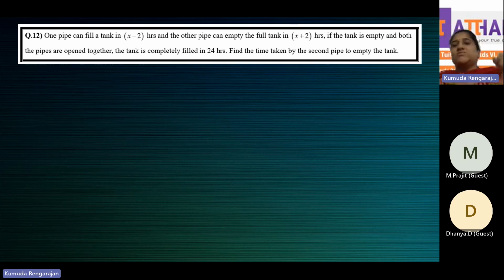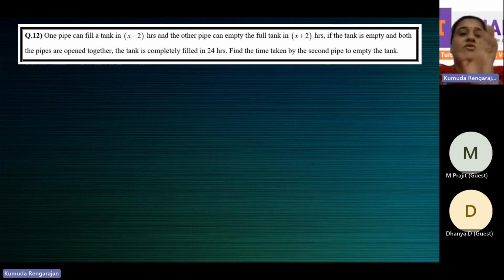If both of them were doing the same work, then whatever is coming in is going out. But here, when both the pipes are open, how is it that the tank is getting filled? The emptying pipe is emptying the tank. Then how is it getting filled? That's because the filling pipe is working faster. It's putting in more water than the amount of water which is thrown out of the emptying pipe.